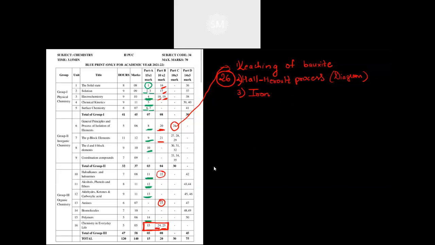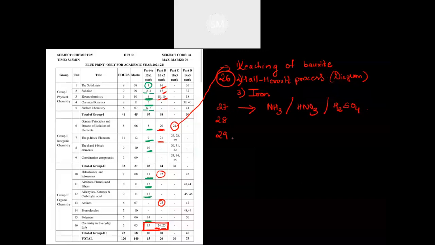Okay, now from P block, what will they ask? 27th, 28th, and 29th question. See, there are 3 sets. In that one, I can tell you, they will ask either the Haber's process, or nitric acid by Ostwald process, or contact process. I don't know which one they will ask, 27, 28 or 29th, any one question. I'm just roughly telling you. Out of these 3, any one will be asked. That's fixed.